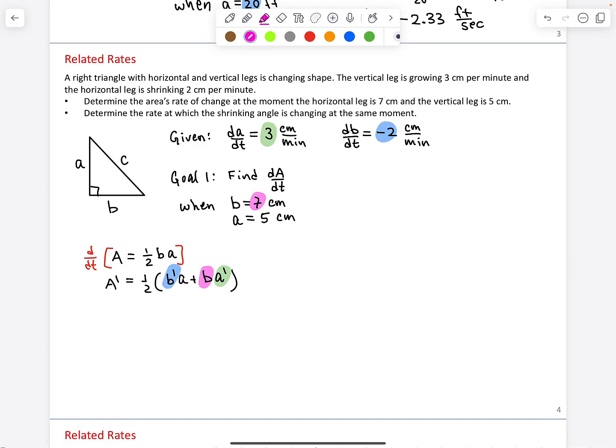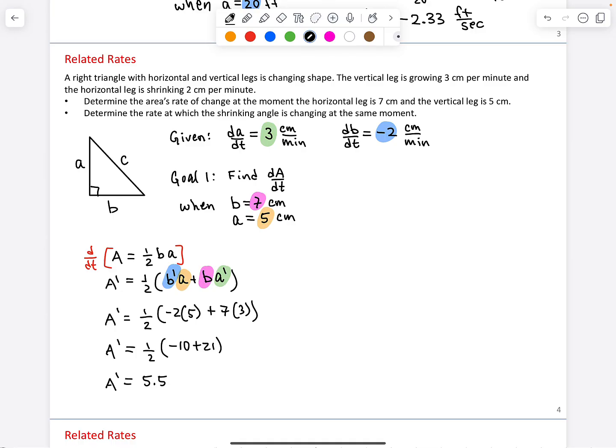B is 7, so this b will turn to 7, and A is 5. So that A there will turn to 5. And I have all the information needed so that A prime can be solved for. So we have 1/2. B prime is -2 times A, which is 5, plus B, which is 7, times A prime, which is 3. So you have -10 plus 21, which is 11, times 1/2. And 1/2 of 11 is 5.5.